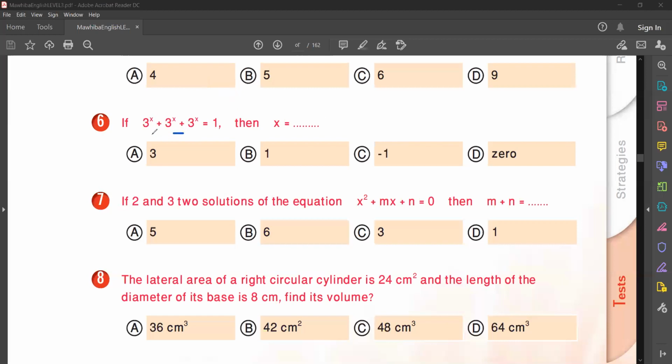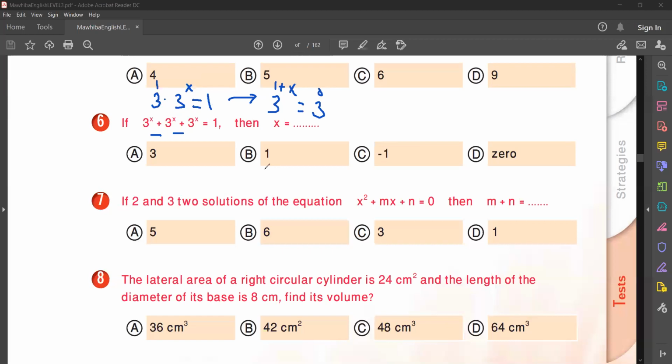But now here we have addition. So what will I do? If I have addition, you only add here. How many 3 to the power x do we have? We have 3 times 3 to the power x equals 1, right? Now we can combine 3 to the power 1 and 3 to the power x. And also I want to write this in the exponent. How do I write it? 3 to the power 1 plus x. So we write 1 plus x equals 3 to the power 0.